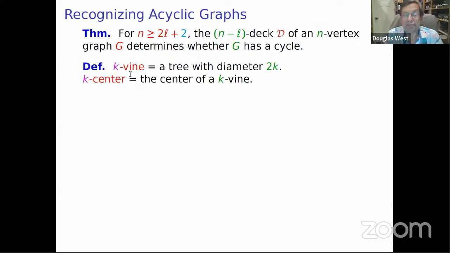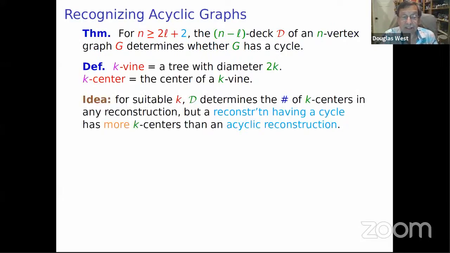A k-vine is a tree with diameter 2k. So that means you have a center, which we call a k-center in the graph, and you have paths in two directions going off with length k. And altogether you have a tree.